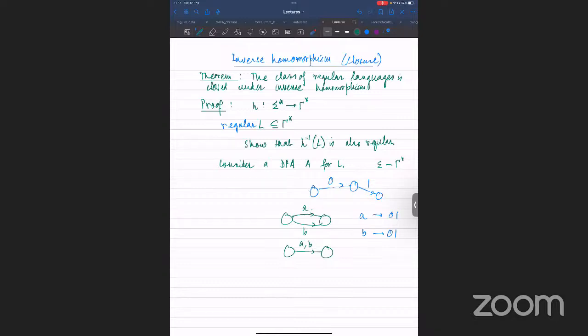No, it is already given here. Suppose this is part of H. H of A, essentially what are we saying? H of A equals 0, 1, and H of B is also 0, 1. Right? Now, if, correct?